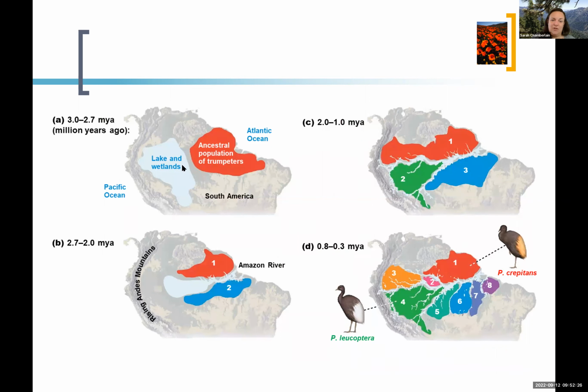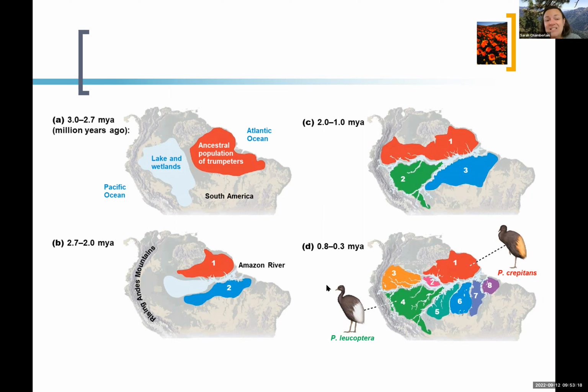This is an image from Freeman where we're looking at where the wetlands were and where rivers are in South America over millions of years. This species of bird called the trumpeters has its ancestral population primarily in this area. As the Andes rise and as the Amazon River connects this wet area to the Atlantic Ocean, we start to have this separation in populations. As there's more and more branching and the Amazon River gets more separated, it separates these birds because they don't fly. They are flightless birds, so we get these distinct populations.